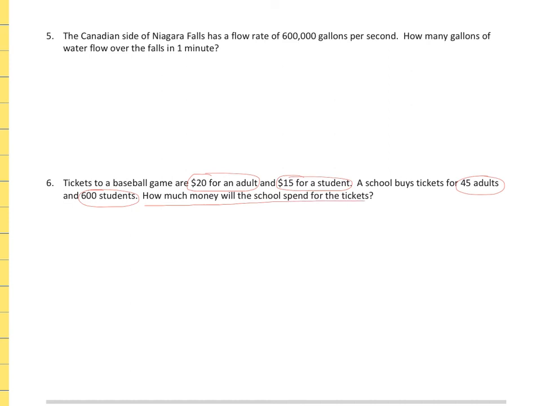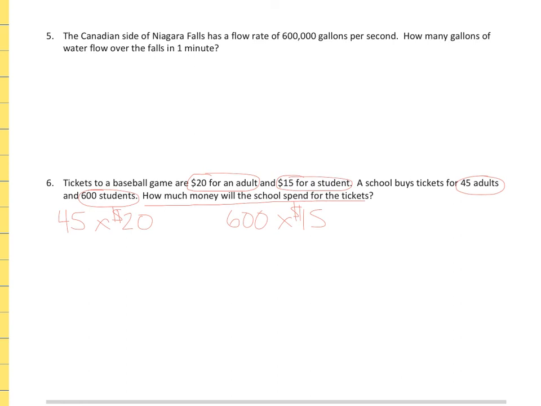All right, so we have a couple of steps to find the final answer. We're not going to get this done in just one step. We need to know that there's going to be 45 adults, and that means I'm going to take 45 and multiply it by $20. Then we have 600 students, and I'm going to multiply that by $15. And then at the end, we're going to add our two numbers to get the final answer to answer the question.